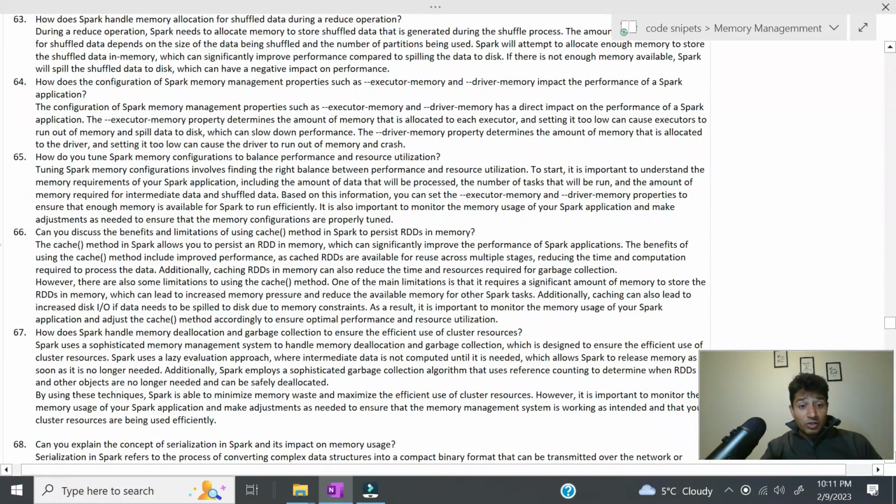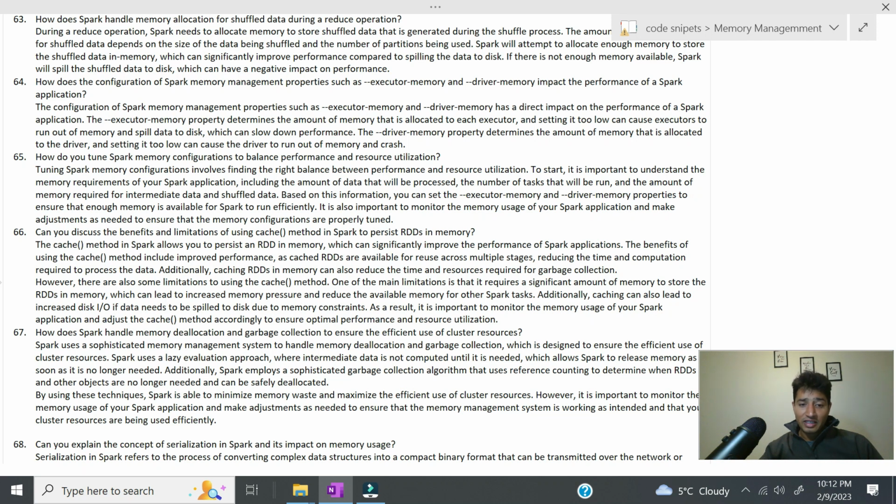How do you tune the Spark memory configuration to balance performance and resource utilization? Tuning a Spark memory configuration means finding the right balance between performance and resource utilization. To start, it is important to understand the memory requirement of your Spark application. First point, including the amount of data that will be processed, the number of tasks that will be run, and the amount of memory required for intermediate data and shuffle data.